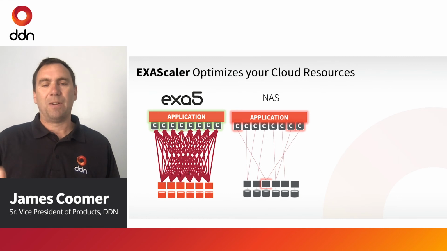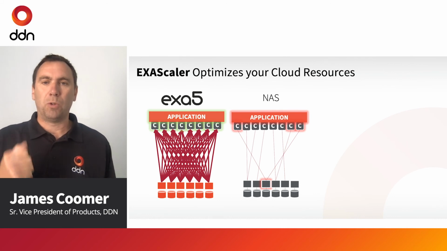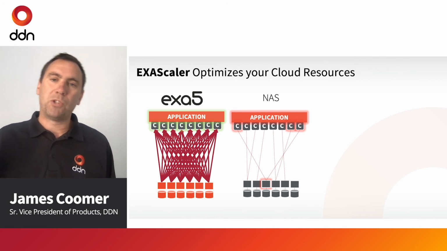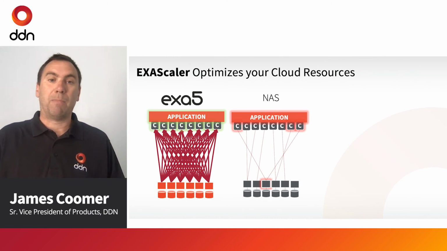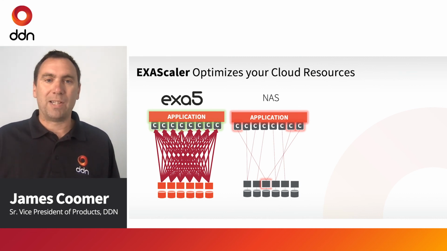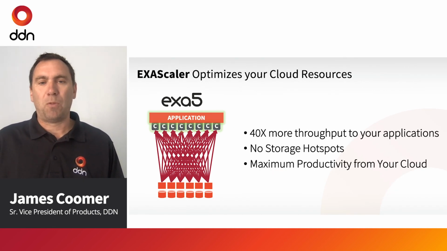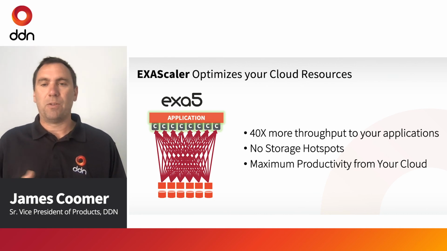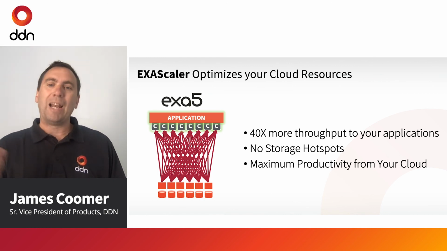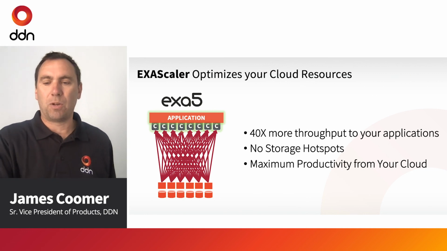EXAScaler and EXA5 does things differently. Each client, compute instance, GPU or CPU will talk to all of the servers at a very granular level. That means we're completely load balanced. It doesn't matter if one server is heavily loaded and one server is lightly loaded. It doesn't matter how many clients you have running jobs. All the server infrastructure will be always equally balanced. So this results in us getting over 40x more throughput to our applications. And you'll see in other videos that we show you the benchmarks that prove this. There's no storage hotspots because we granularly spread out the I/O load across our server infrastructure, and we give you maximum productivity to your cloud workloads.